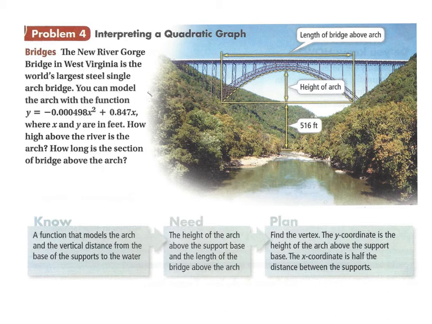So just for number sense, when I'm looking at this picture, my height, my Y value, has got to be bigger than 516 because they're telling me it's 516 to the bottom of the arch, and I want to know how far it is to the top of the arch. By the way, the top of the arch would be the vertex. Do I have enough information to figure out the vertex here?